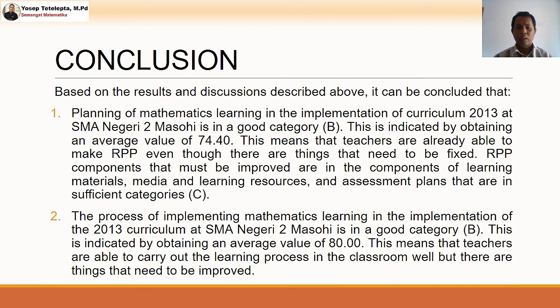2. The process of implementing mathematics learning in the implementation of the 2013 curriculum at SMA Negeri 2 Masohi is in a good category, that is B. This is indicated by obtaining an average value of 80.00. This means that teachers are able to carry out the learning process in the classroom well, but there are things that need to be improved.